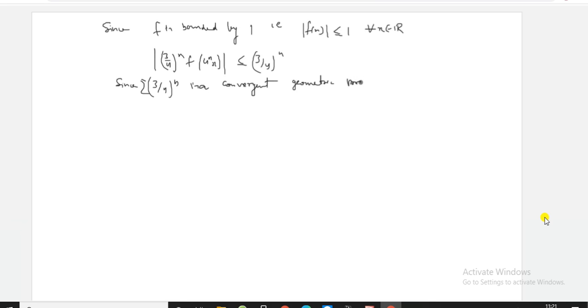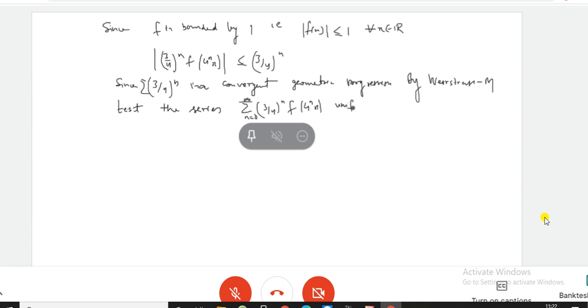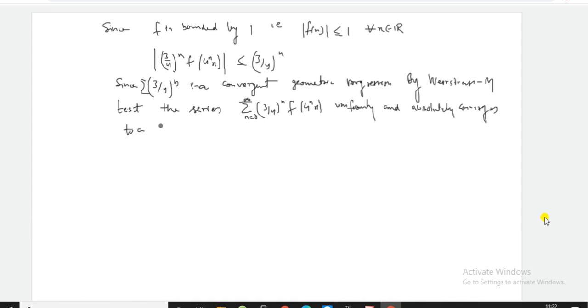by the Weierstrass M test, the series sigma n equals 0 to infinity of 3 upon 4 to the power n, f(4^n x), uniformly and absolutely converges to a function, say F(x).